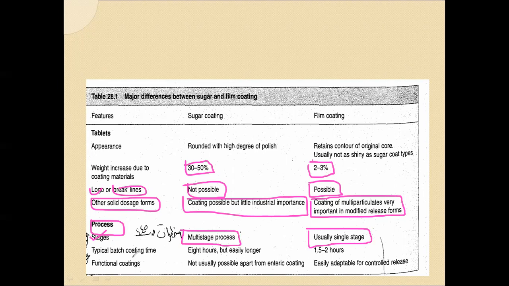Then the typical batch time required for sugar coating is 8 hours, but it can usually take a longer time than this. And the time required for film coating is 1.5 to 2 hours.